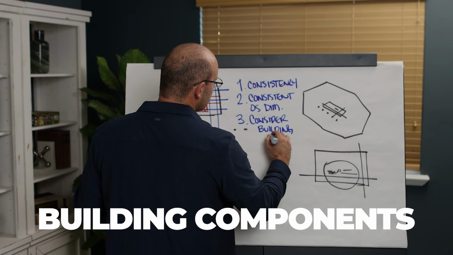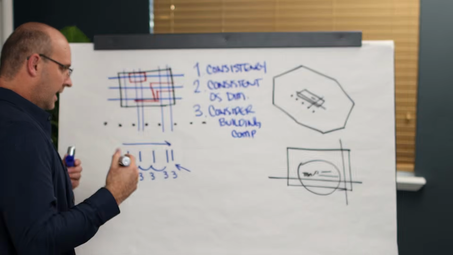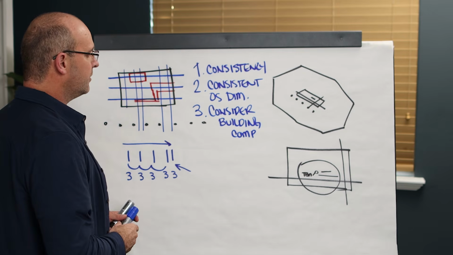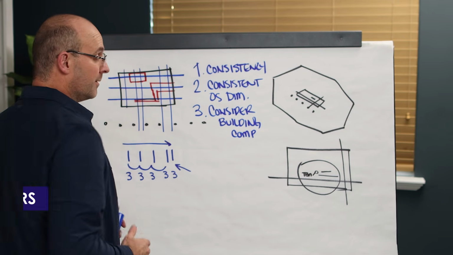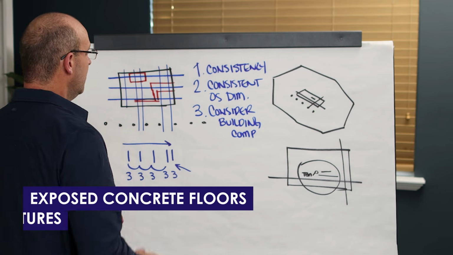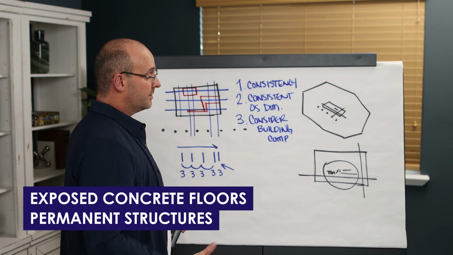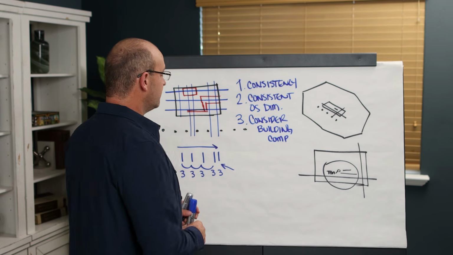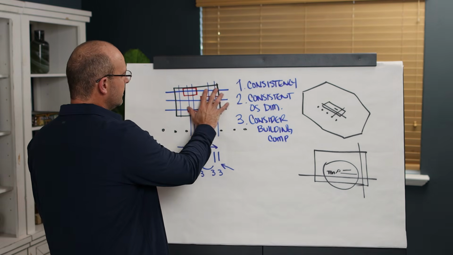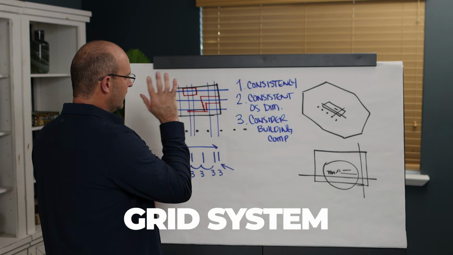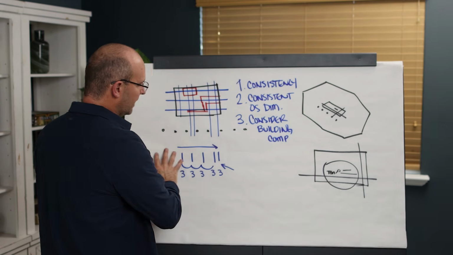And when I say building components, what I mean is mechanical, electrical, plumbing that could be in your way, finished floors, like maybe you have exposed concrete floors, permanent structures. Is there going to be like gang boxes staged in your way? You want to design your grid system to where it's as out of the way as possible and consistent.